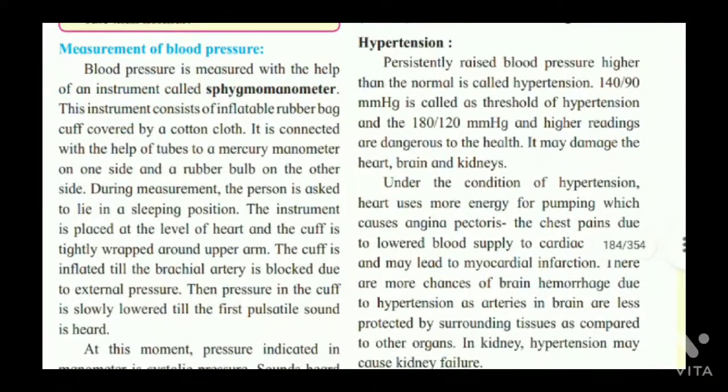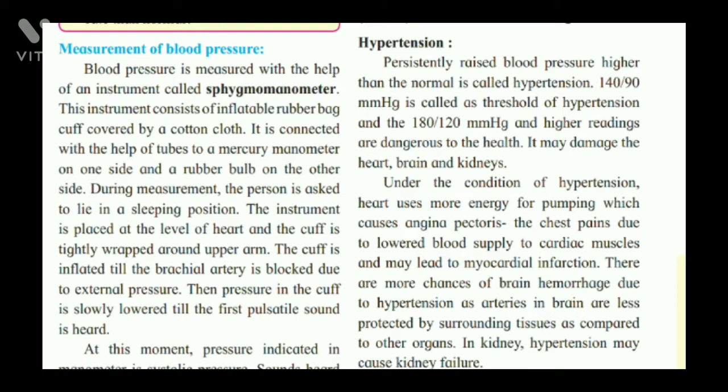Measurement of blood pressure. Blood pressure is measured with the help of an instrument called sphygmomanometer. This instrument consists of an inflatable rubber bag cuff covered by a cotton cloth. It is connected with the help of tubes to a mercury manometer on one side and a rubber bulb on the other side. During measurement, the person is asked to lie in a sleeping position. The instrument is placed at the level of the heart and the cuff is tightly wrapped around the upper arm.